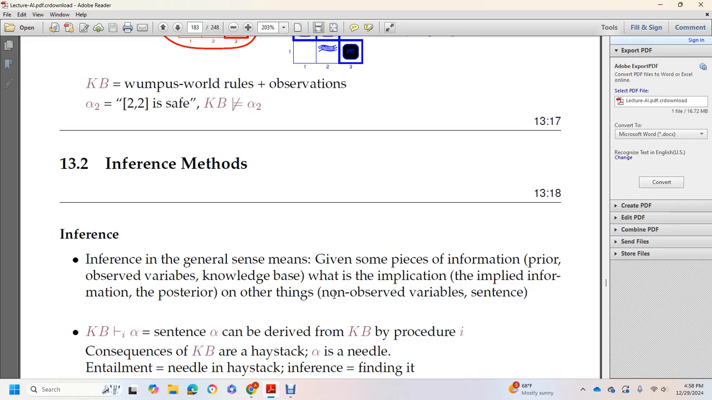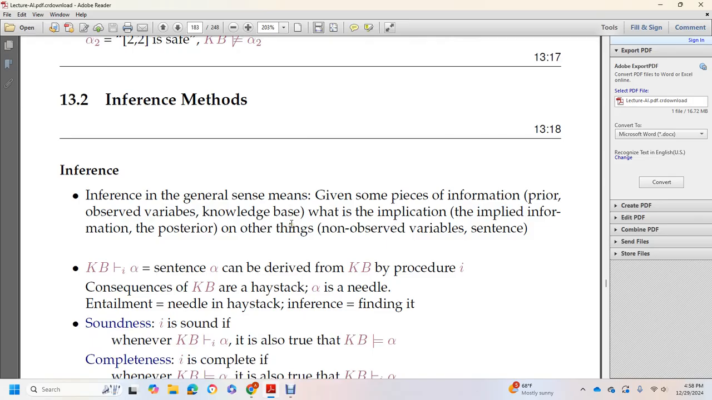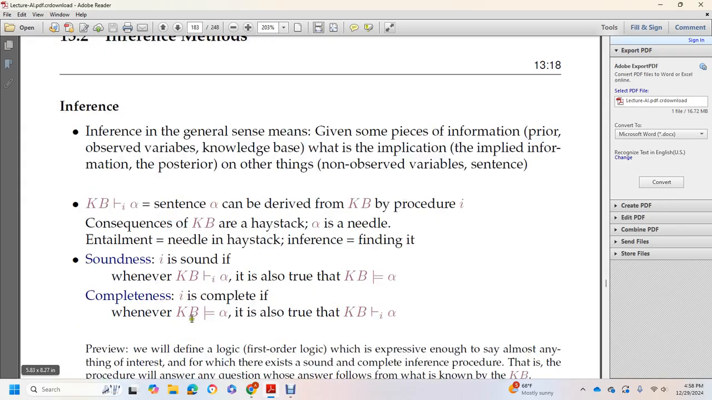In inference methods, in a general sense, we give meaning to some of the pieces of information provided, to observed variables, to knowledge, the implication, the implied information, the posterior, and the other things not observed. Sentences can be derived from the KB. Entailment and inference finding: an inference is sound if whatever is derived from the KB is also true, and it is complete whenever anything entailed by the KB can be derived.